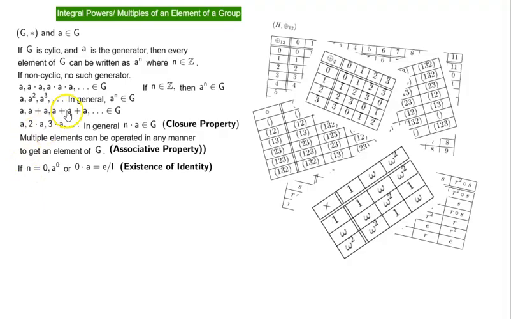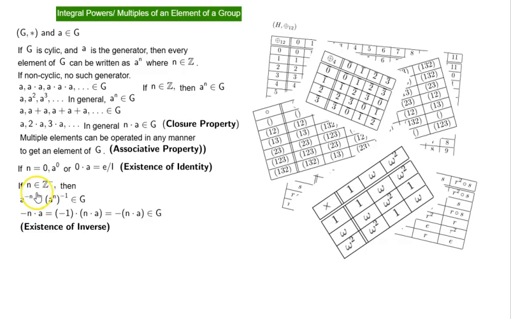If n is equal to 0, what happens? Since we are talking of a to the power of n, we would end up with a to the power of 0 in the case of multiplicative form, or we would end up with 0 times a. And in both these cases, we would have the identity, which is represented either as e or as I.